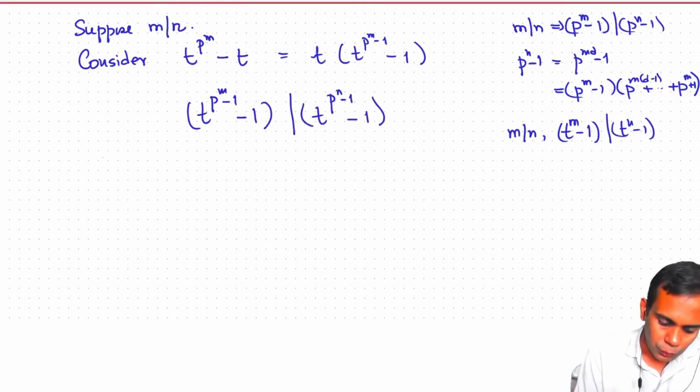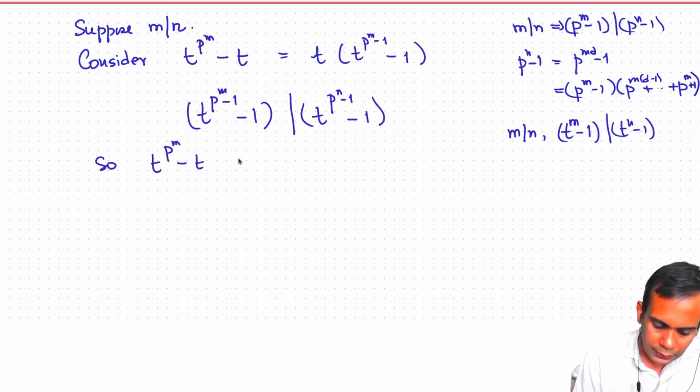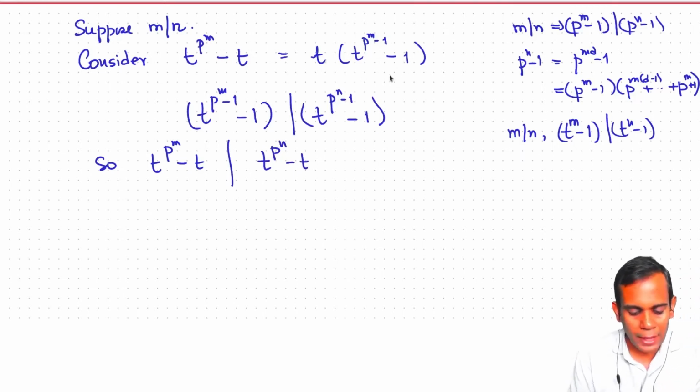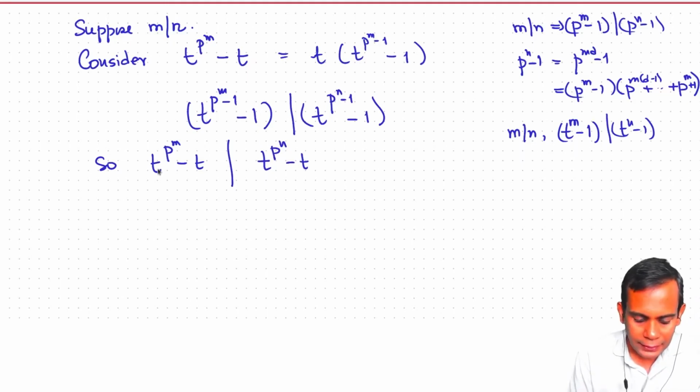And so t to the power p to the m minus t divides t to the power p to the n minus t, because that's again t times this thing which divides t to the power p to the m minus 1, minus 1. So if m divides n, then t to the power p to the m minus t divides t to the power p to the n minus t.